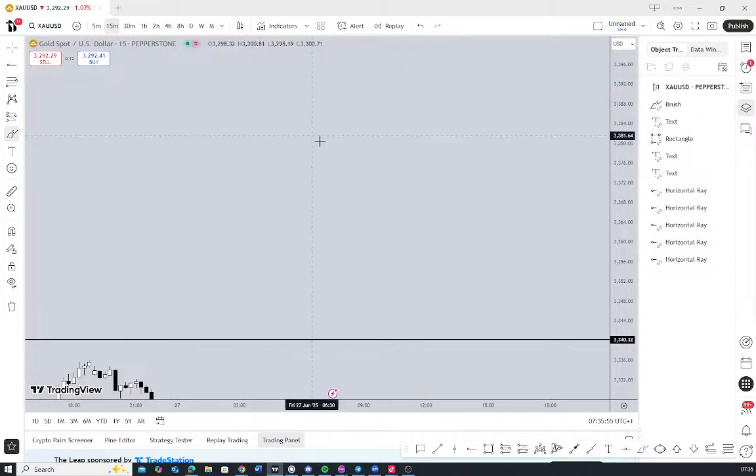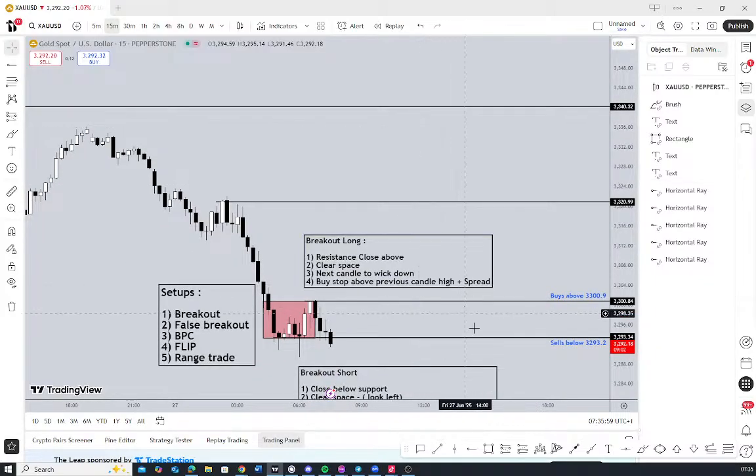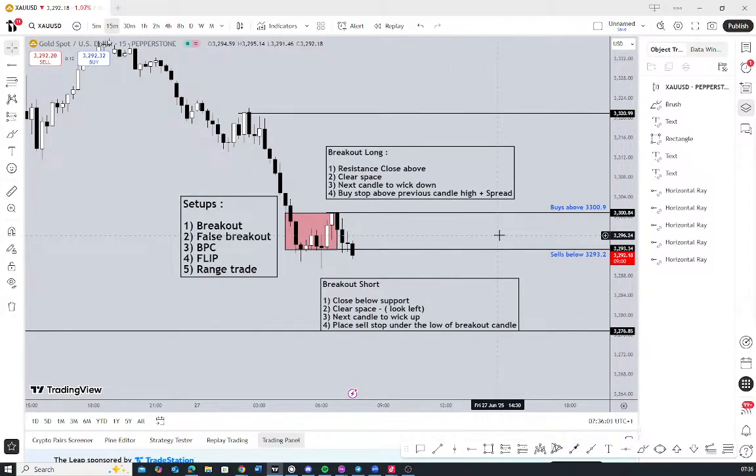Did that make sense, guys? There's nothing else the market can do than those four things. So you can make trading as complicated as you want, or you can make it as simple as you want.